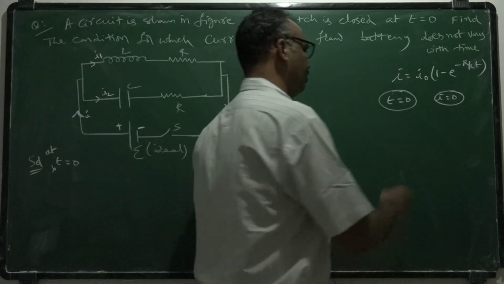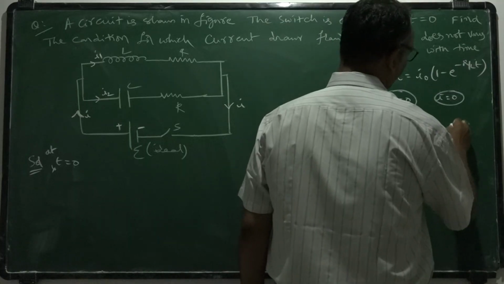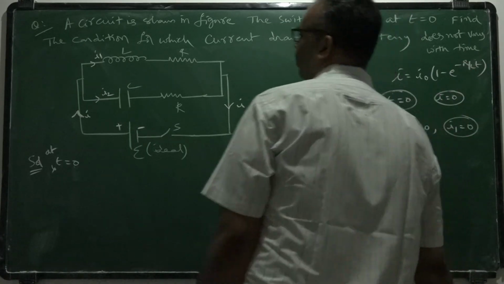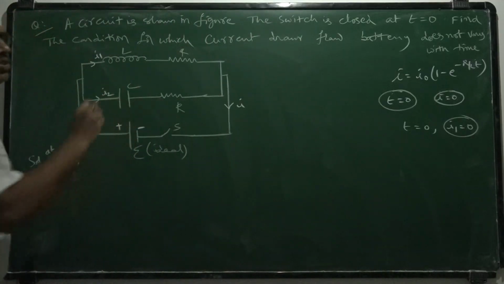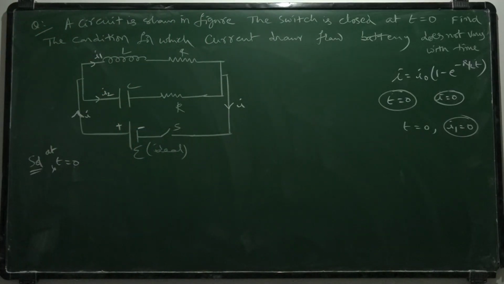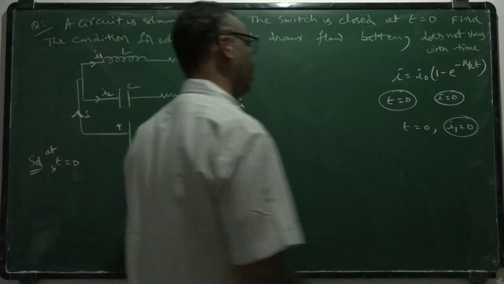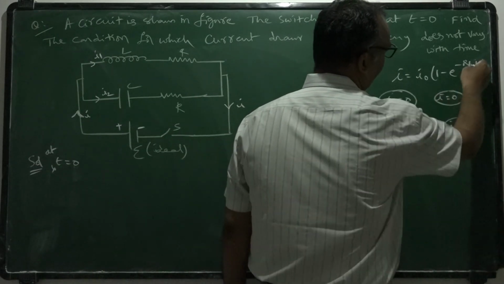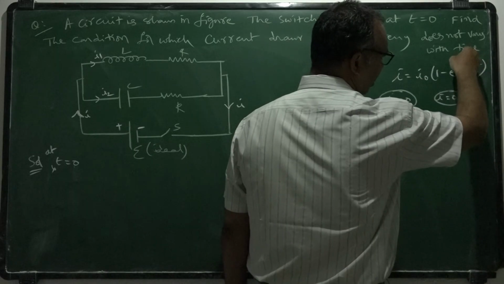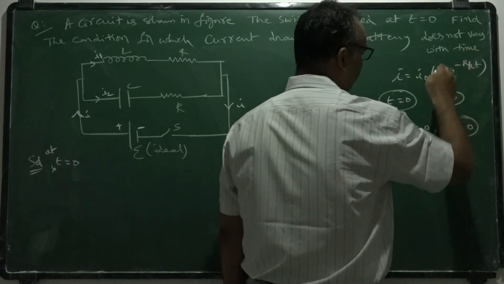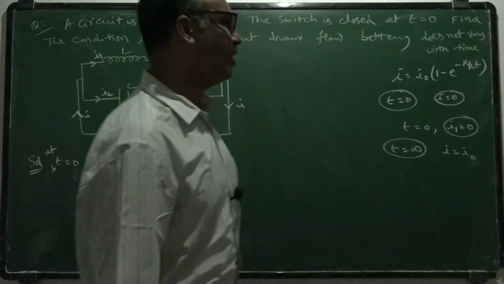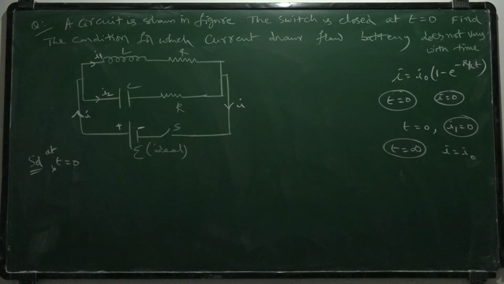That means at time t is equal to 0, the current passing through the first branch is 0, so the entire current passes through the branch containing the capacitor. After a long time, that means at time t is equal to infinity, what will happen? This is something power minus infinity, 1 by infinity, which is 0. So I becomes I naught. Maximum current passes through the branch containing the inductor. So based on these ideas, we can solve the problem.